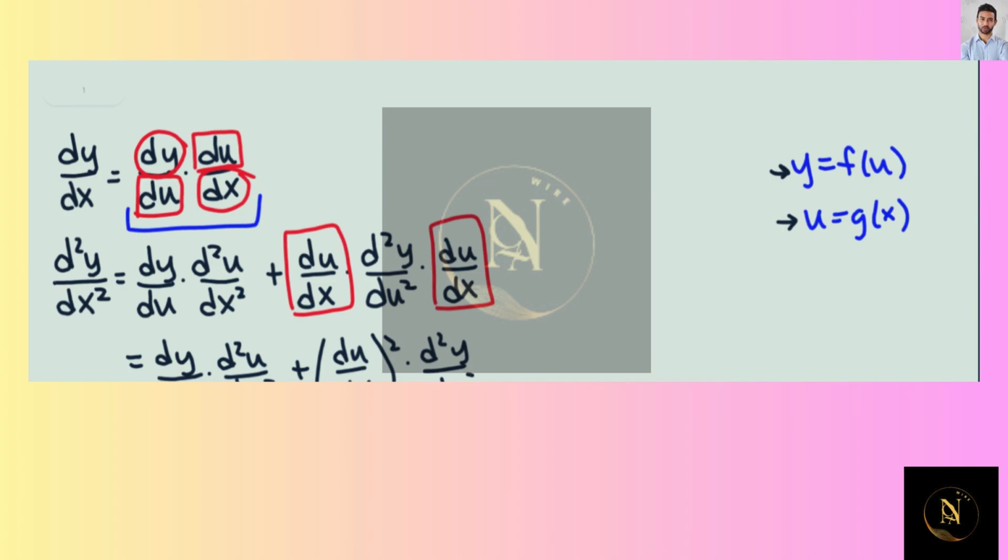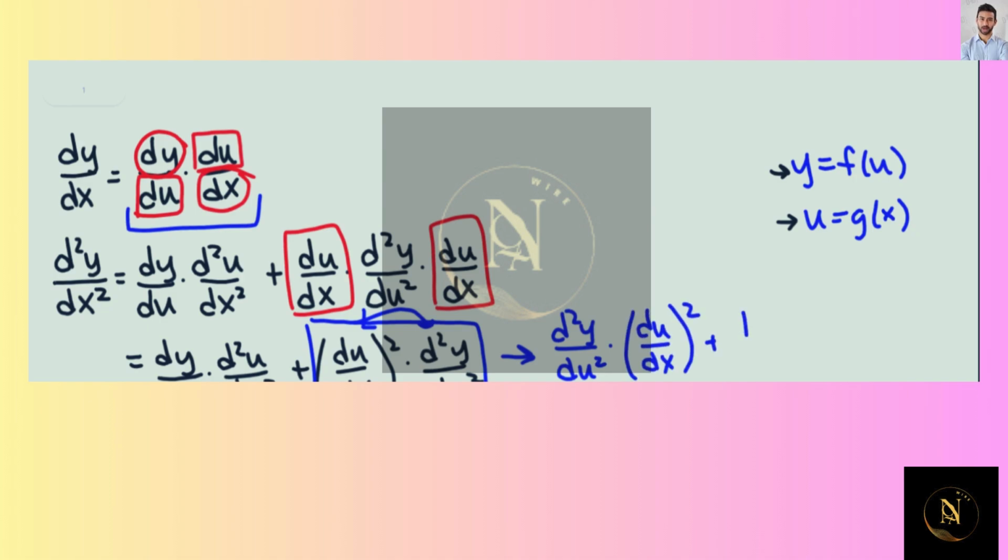Now that looks like the formula that we're asked to prove, except the order is a little bit different. So if we want to change the order, we end up with this term first and switch the order of those two just because we want it to look identical to what they have in the book. So we have d squared y du squared times du dx quantity squared plus, now we're going with this second, so plus dy du times d squared u dx squared.